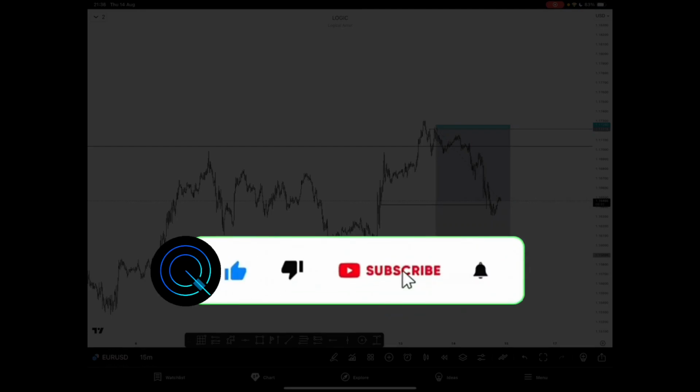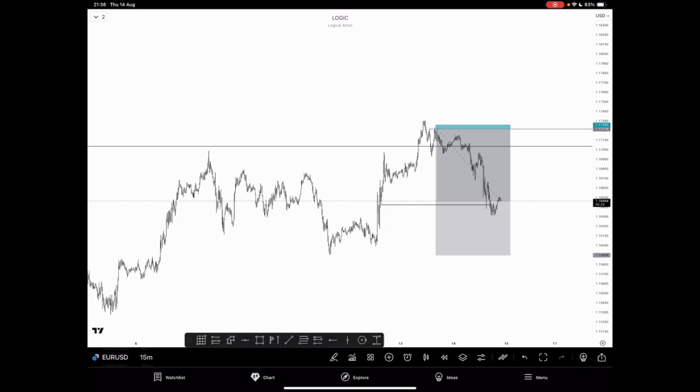So I'll be giving a quick breakdown of this EUR sale I took yesterday using the same logic I explained on the XAUSD trade I took on Monday. So we'll be following the exact same narrative to understand what price printed on the EUR.